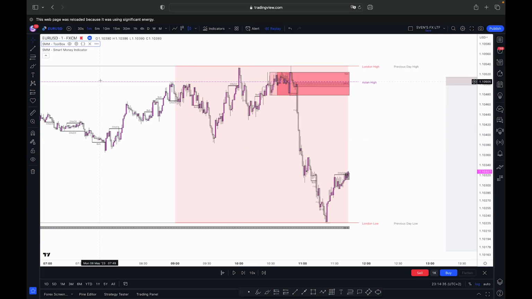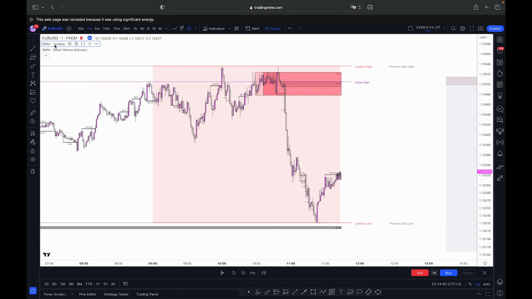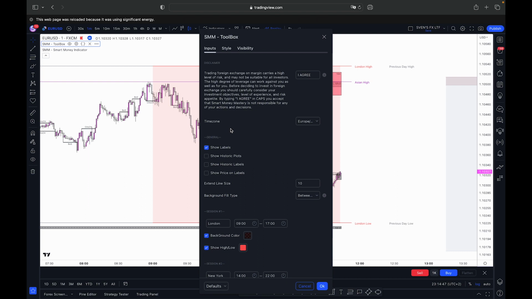Today I would like to announce two new updates: one for the toolbox indicator, and two for the smart money indicator, which has a minor update. So let's talk about the toolbox first. We've updated a couple things.